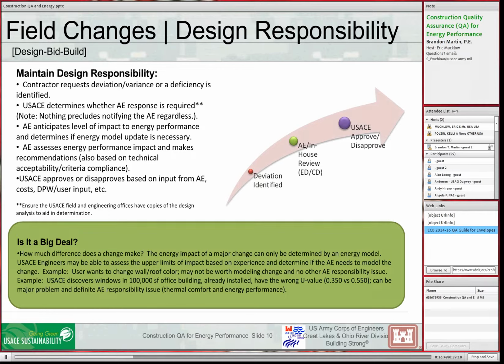Do we just let it go? Does the contractor owe us something? Do we need to redo the energy model?